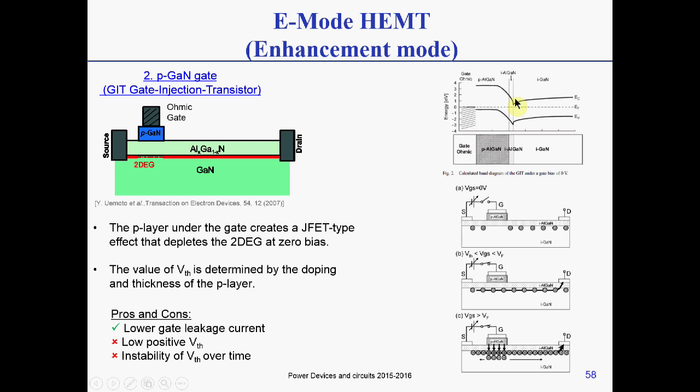You see that the Fermi level is quite away from the conduction band. So if you look at the band diagram, you would see that the 2DEG is not formed. And you have depletion, given the fact that you have an ohmic contact on a p-type material, and this on a narrow AlGaN layer will deplete the 2DEG underneath it.